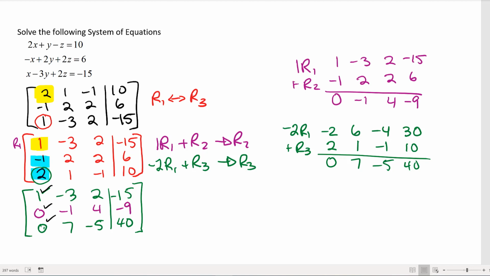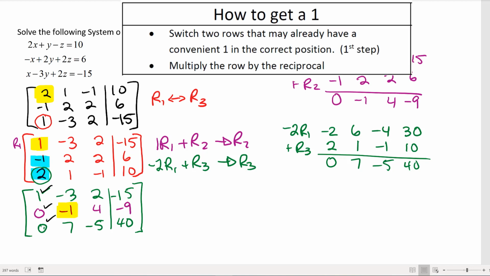So the next thing I want to do is to get a 1 in the second row, second column. Now I can't do any changing of rows here because I might mess up my 1s and my 0s for my first column, and I don't want to do that. So I'm going to have to multiply by the reciprocal. The reciprocal of negative 1 is 1 over negative 1. Multiply it by row 2 and put it back into row 2.